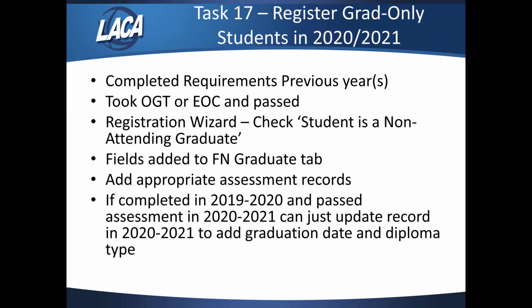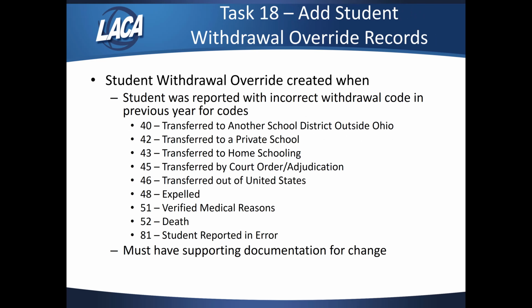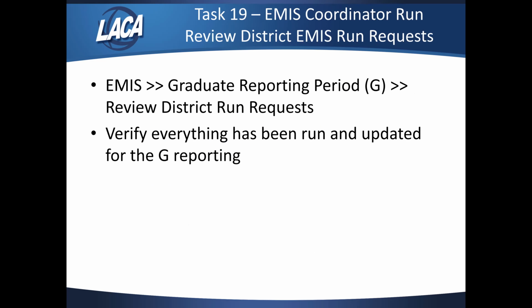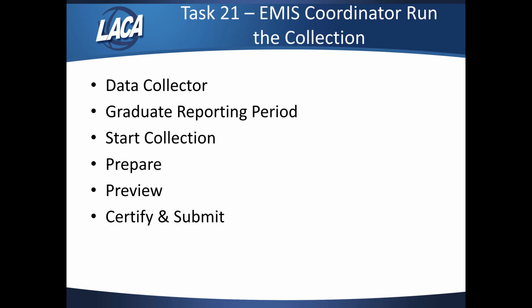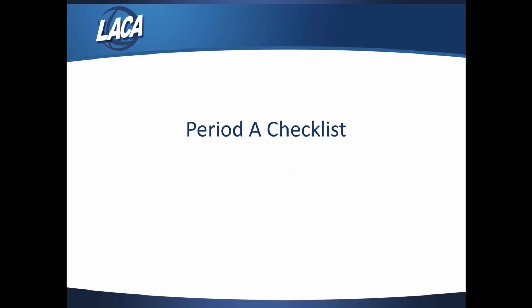Grad only records, we already talked about these. We already talked about the student withdrawal override. This can be used if you need to change a withdrawal code that would cause a student to be in a different grad cohort. We're transferring our data, running the data collector for period G. Okay, now on to assessments.